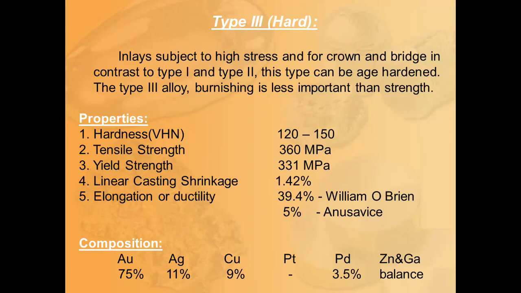Now coming to its properties. Hardness 120 to 150, tensile strength 360 MPa, yield strength 331 MPa, linear casting shrinkage 1.42, elongation or ductility 39.4% and 5%. Now coming to its composition, it contains 75% gold, silver 11%, copper 9%, palladium 3.5%, zinc and gallium trace amounts.